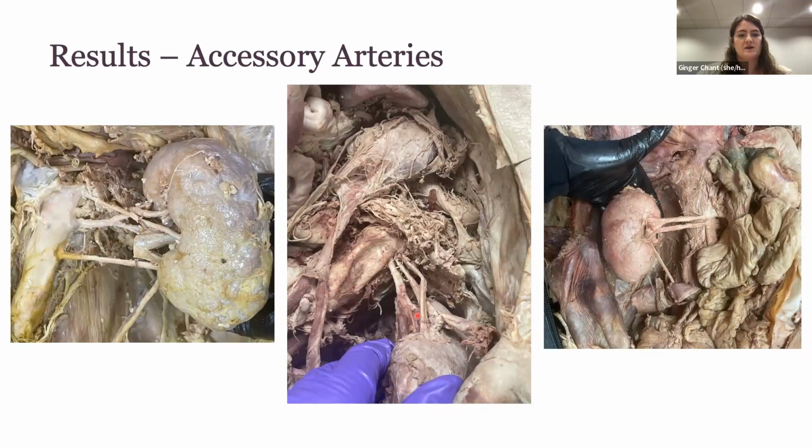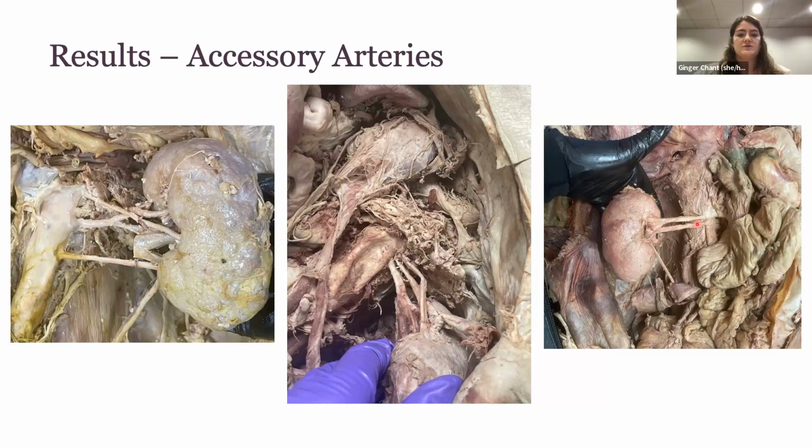In this middle image, there are 3 arteries coming off the aorta supplying the kidney. And then in this image on the right, it appears to be a duplicated renal artery where it's coming off directly off the aorta on both sides. If you look closely, you can see it on the other side as well. Similar length, similar diameter.